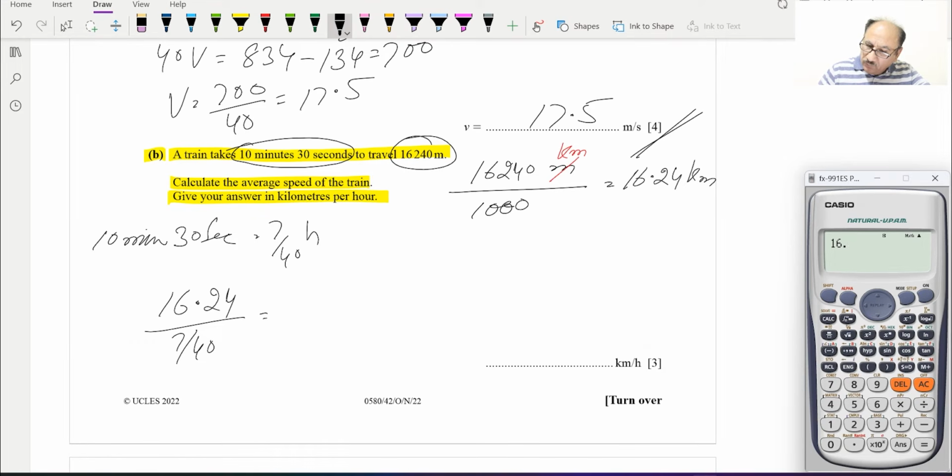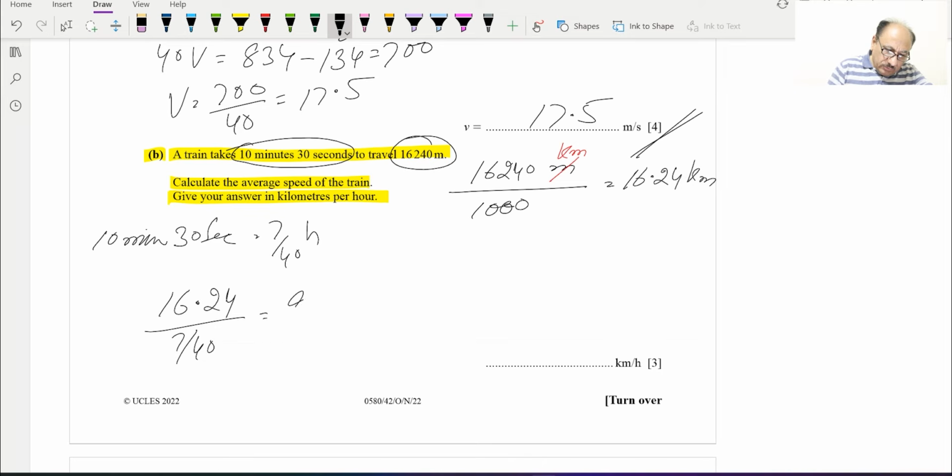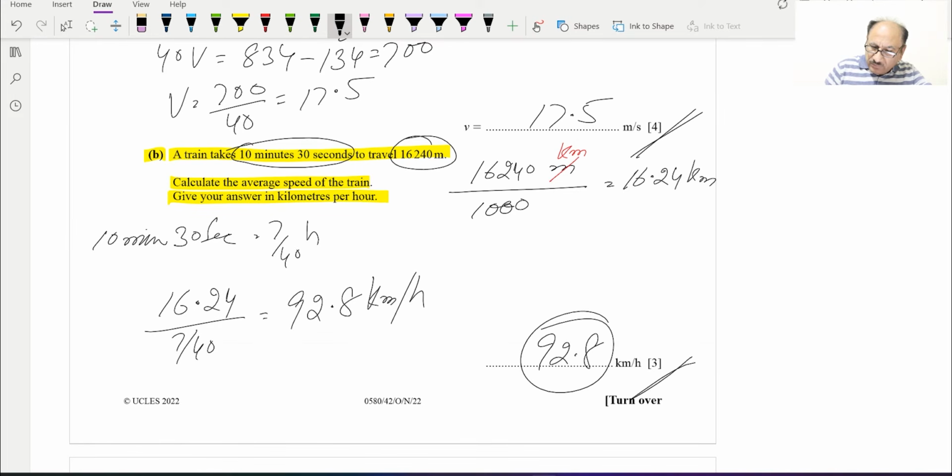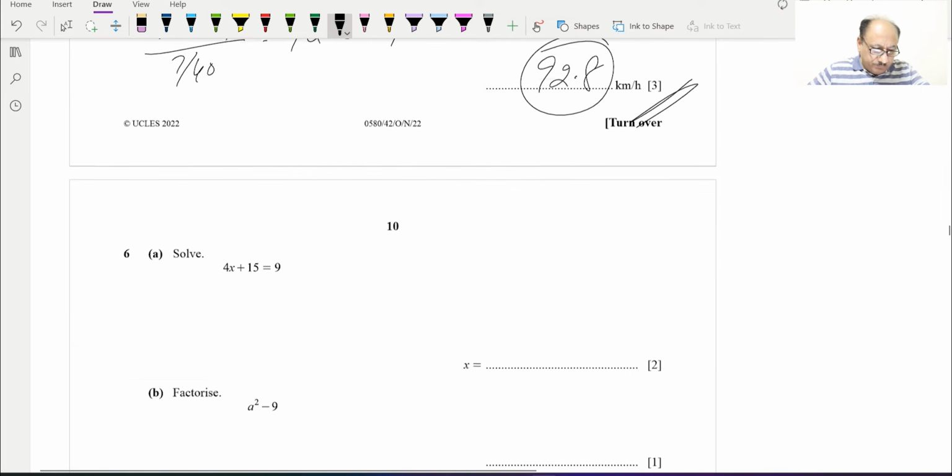So this will be 16.24 over 7 over 40, and this is equal to 92.8. So 92.8, this will be kilometers per hour. So 92.8 will be our final answer for 3 marks. Hopefully you understood this as well.